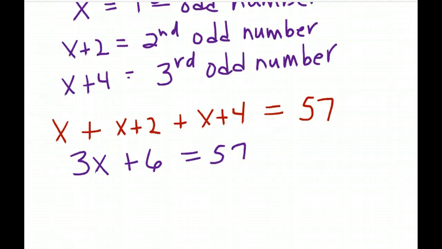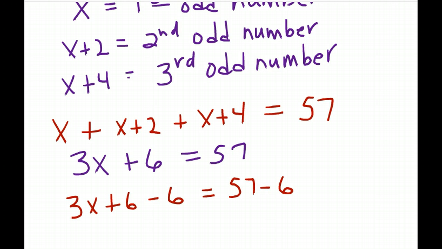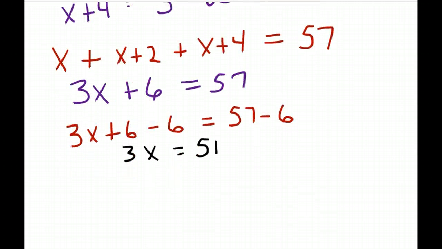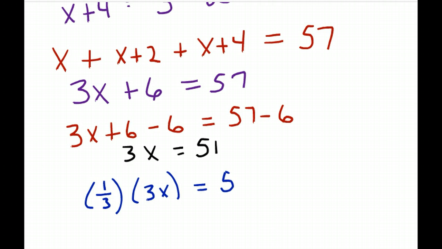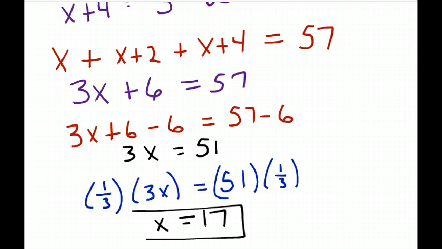We want to get rid of that plus 6 first. So 3x plus 6 minus 6 equals 57 minus 6. That gives us 3x equals 51. Now we want to get rid of the 3, which is being multiplied. So we do 1 over 3, the reciprocal, times 3x equals 51 times 1/3. And you get x equals 17.